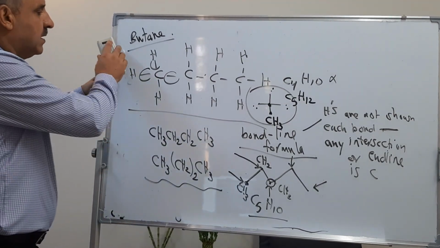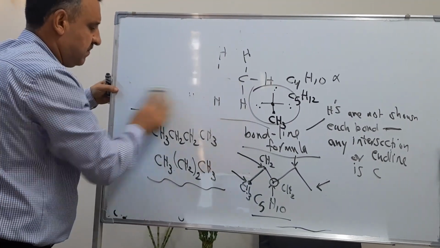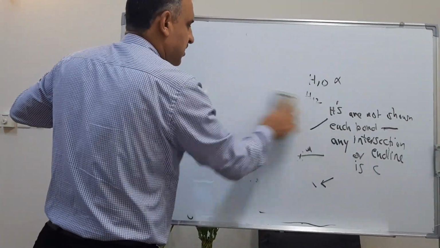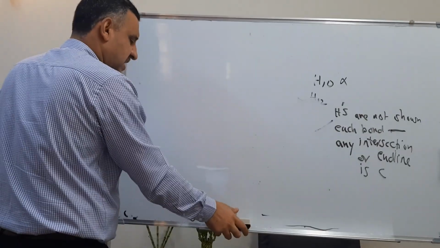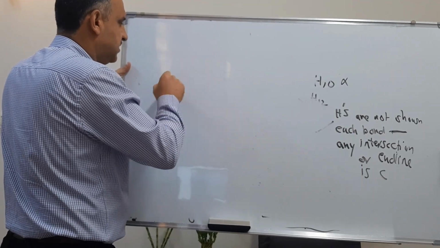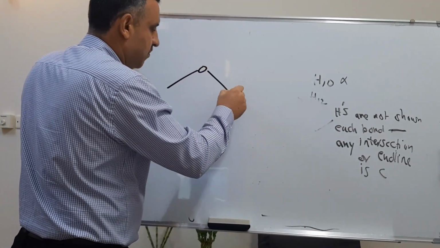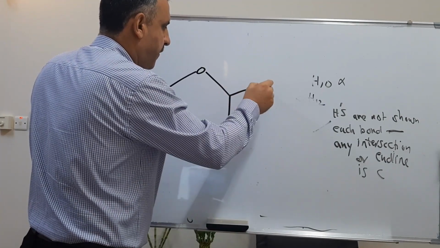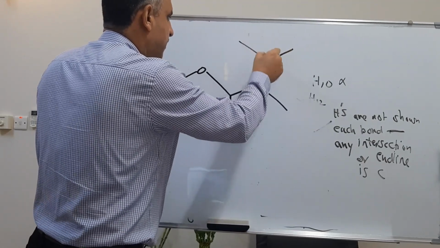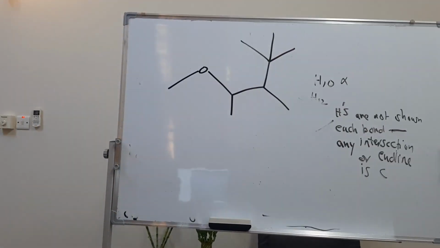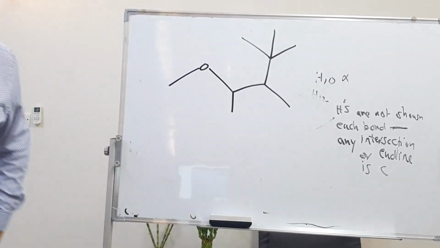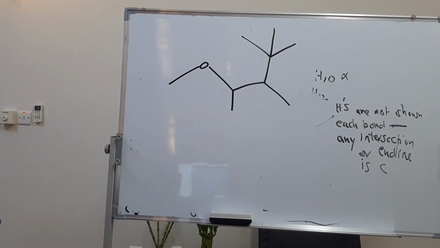All right. So I'll just move this. Let me give you another example for the bond line formula. Suppose we have this here. What's the molecular formula of this compound again? Please try to answer it even by chat, just by drawing the structure.